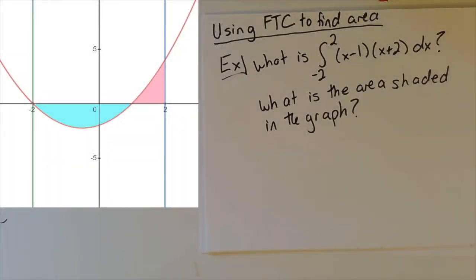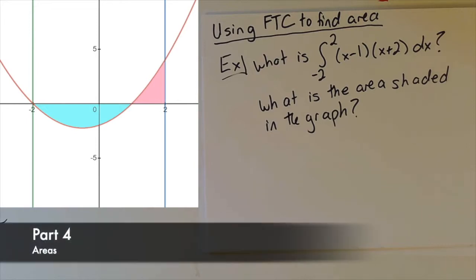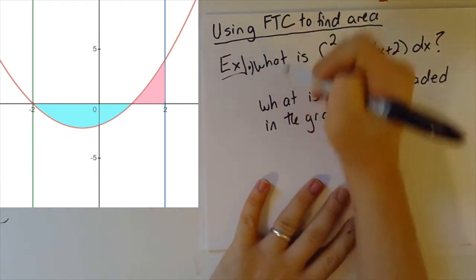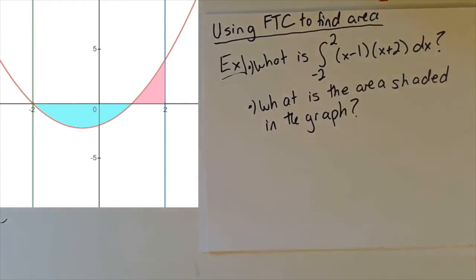Hello, class. In today's video, we're going to talk about two different questions that we can use the fundamental theorem of calculus to answer. So here we're going to be talking about the integral from -2 to 2 of x minus 1 times x plus 2. And I've given you a graph of x minus 1 times x plus 2. You can see that it's accurate in that it at least is 0 at -2 and 0 at 1.